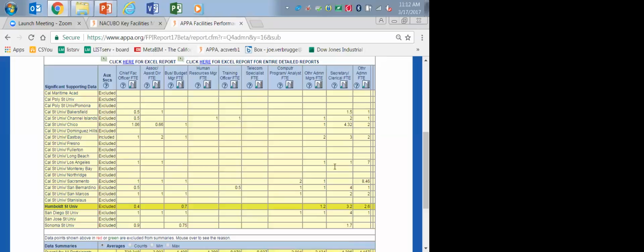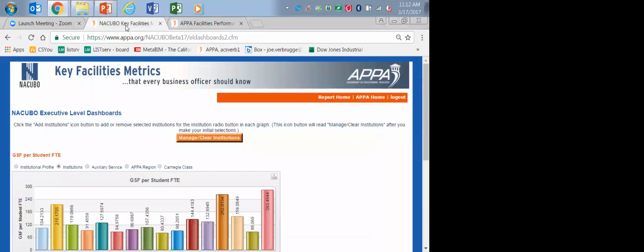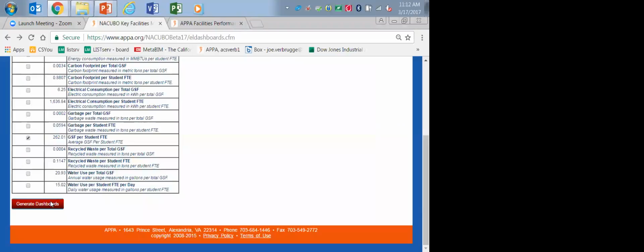The survey inputs are a lot more substantial than the NACUBO report. The NACUBO report, you're answering less than a dozen questions. If you do the full detailed report in the APPA, including all non-mandatory fields, you're doing close to 300 data points of input, something in that neighborhood. I forget what the number is, but we cover that in the training.